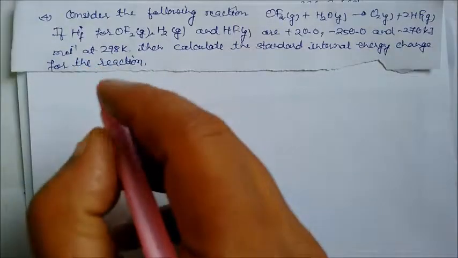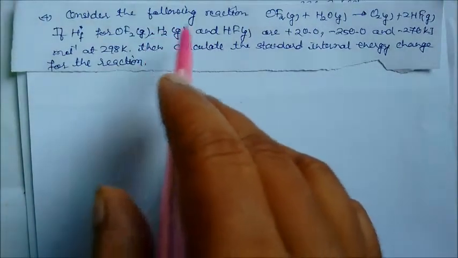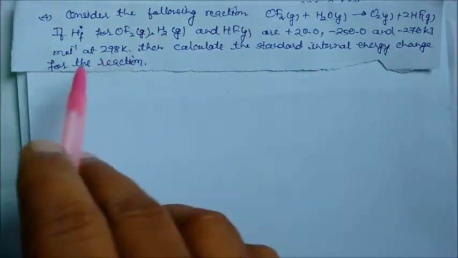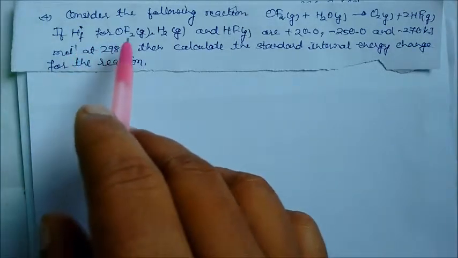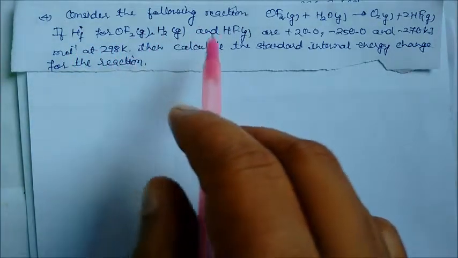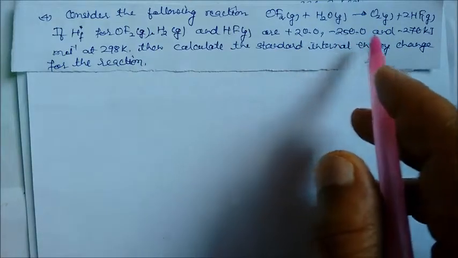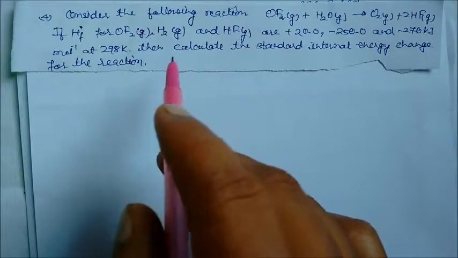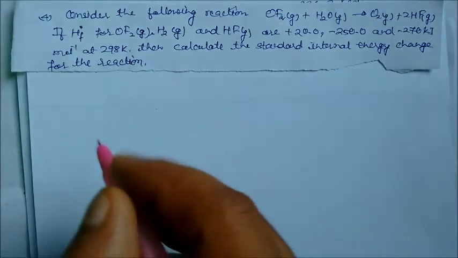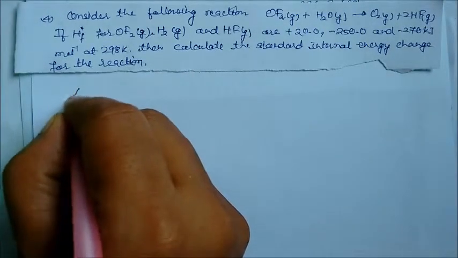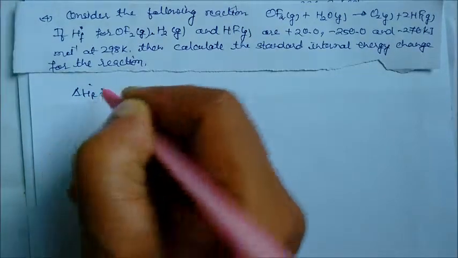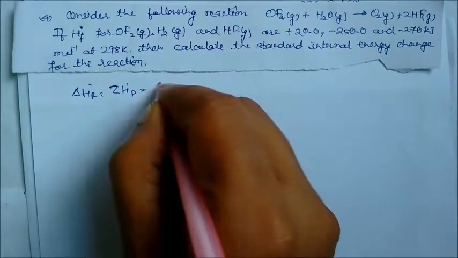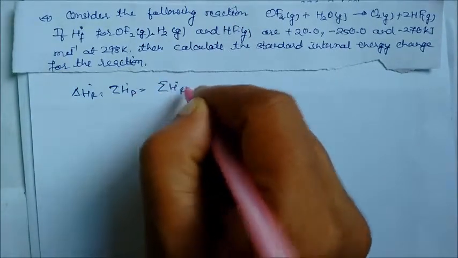We will see. First we have to consider the following reaction: OF2 plus water will give you oxygen plus HF. If the heats of formation for OF2, water and HF are 20, minus 250 and minus 270 kilojoule per mole at 298 Kelvin, then calculate the standard internal energy change for the reaction. So heat of the reaction is nothing but the summation of heat of the products minus summation of heat of the reactants.